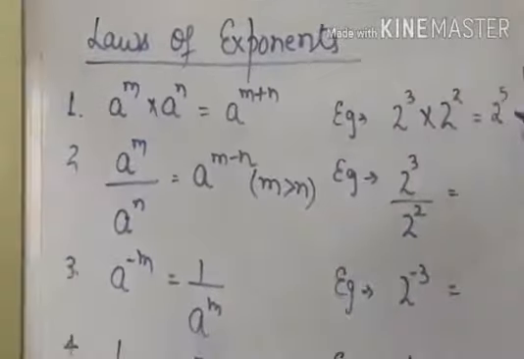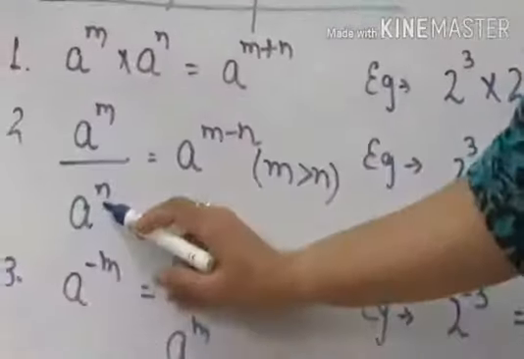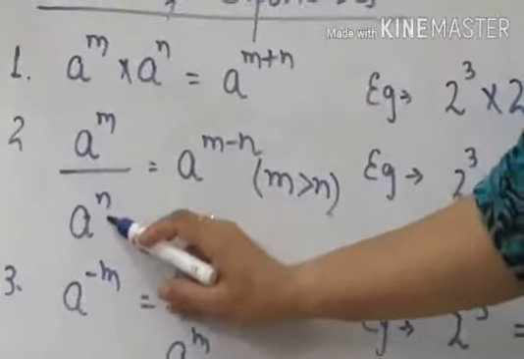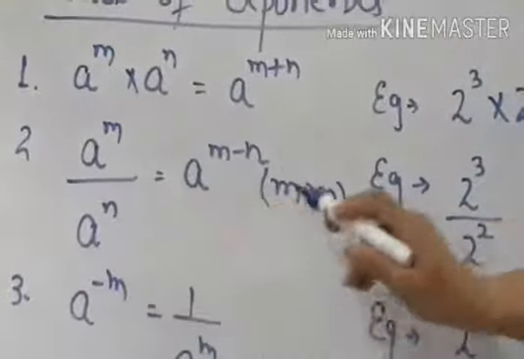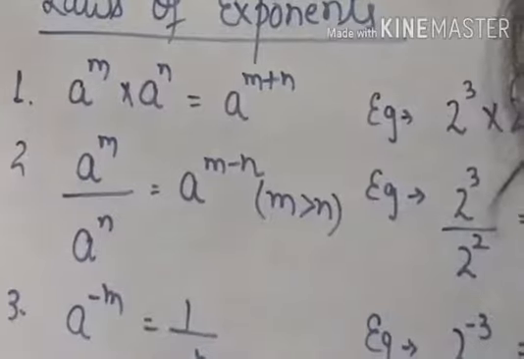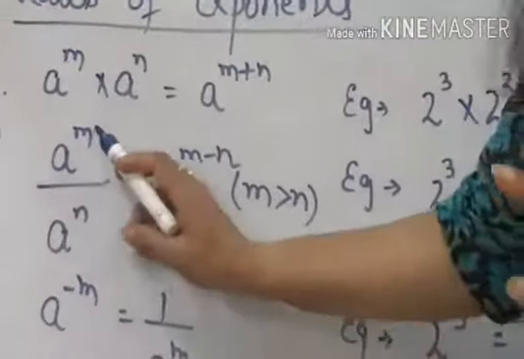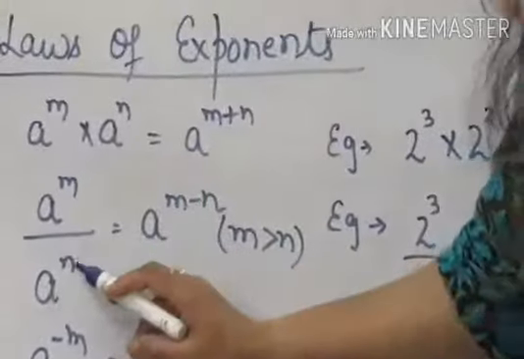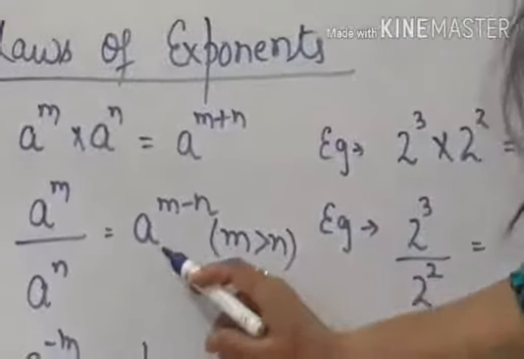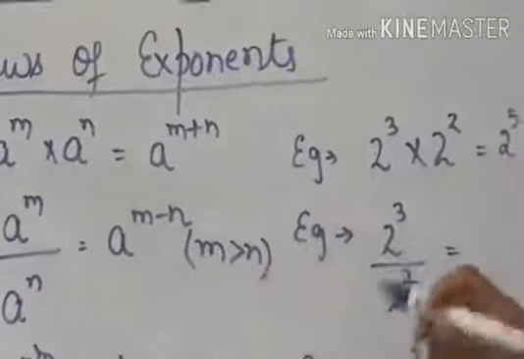Now a raised to the power m upon a raised to the power n, where the base is the same. Base is a. Then powers are to be subtracted. It gives you a raised to the power m minus n, provided m is greater than n. This is quite important to keep in mind, that m is greater and n is smaller than m. Then a raised to the power m minus n, where m is greater than n.